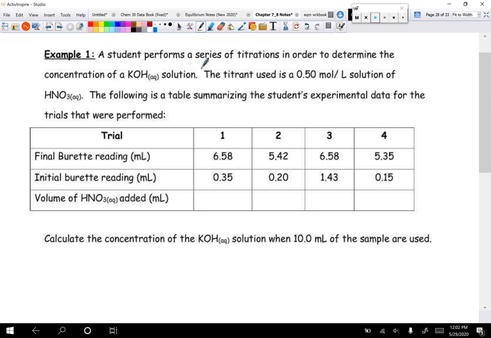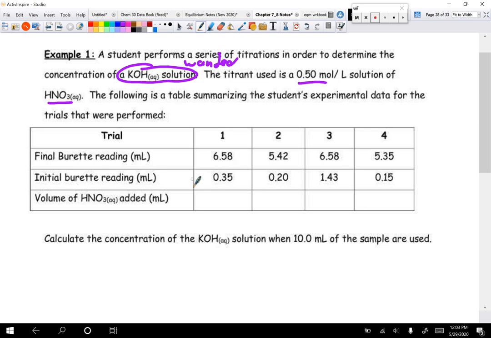For this one right here, a student performed a series of titrations in order to determine the concentration of KOH solutions. So KOH is going to be our wanted. The titrant used was a 0.50 moles per liter solution of nitric acid, and the following table summarizes the student's experimental data. So this student did 4 trials. What we have right here is the final and initial burette reading. Before the titration started, the student took the burette reading to find that it read 0.35 milliliters, and when it was done, the burette read 6.58 milliliters.